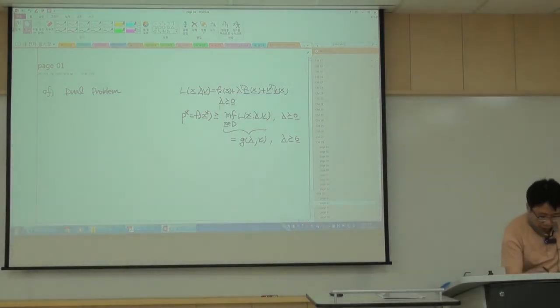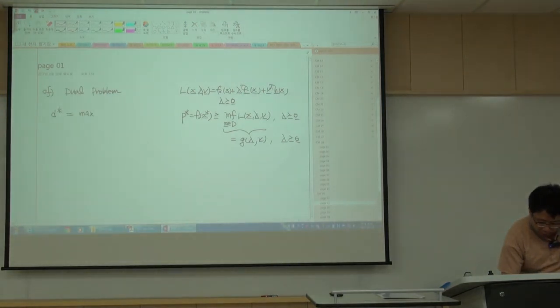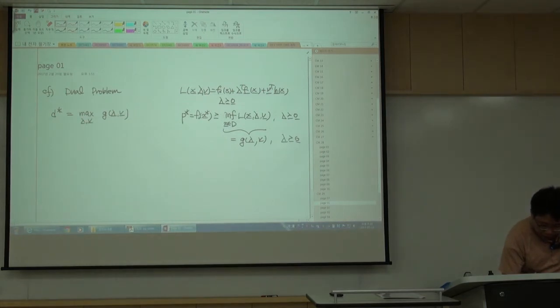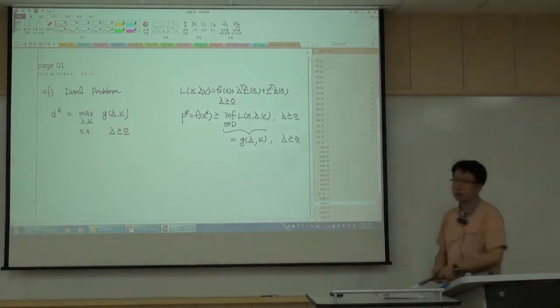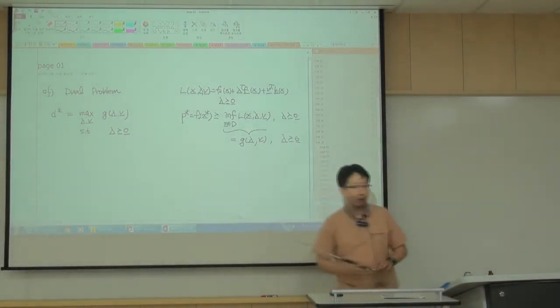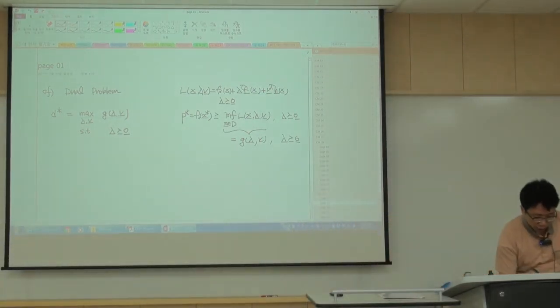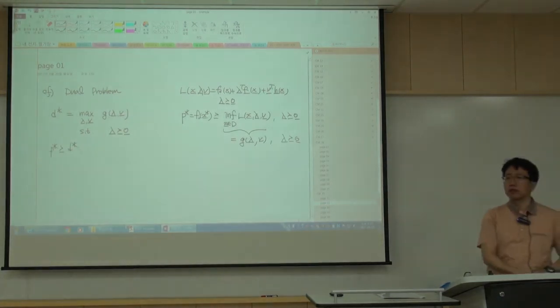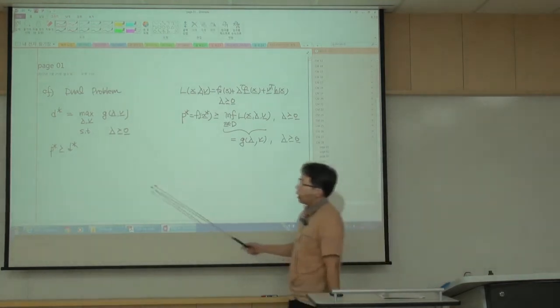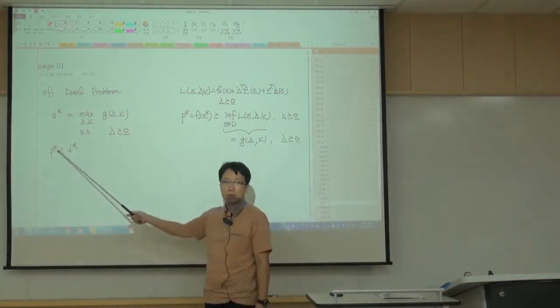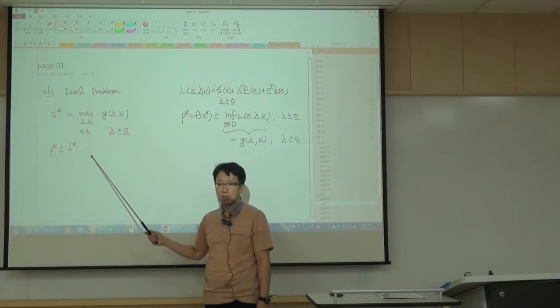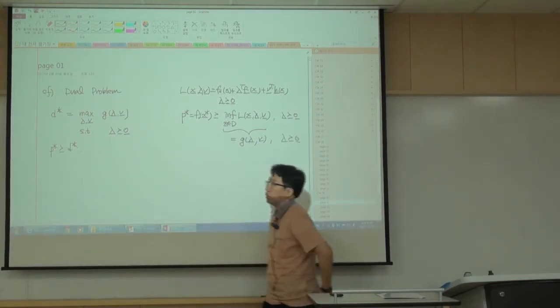So we defined d star as the max of g of lambda nu over lambda and nu, subject to lambda greater than or equal to 0, right? So what did you have? You had the weak duality, got it? But sometimes we satisfy the equality, so we have strong duality sometimes.